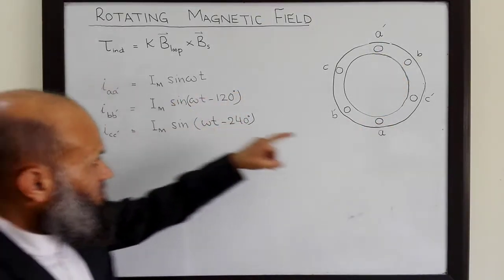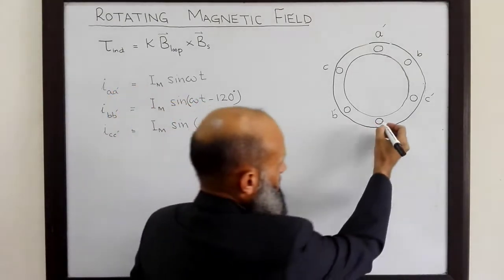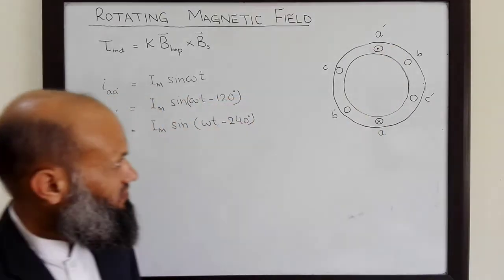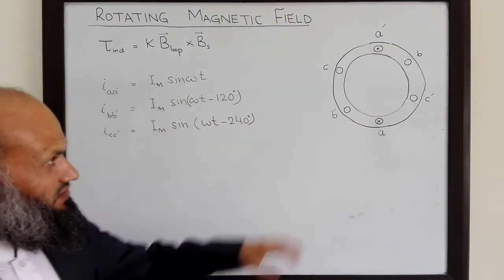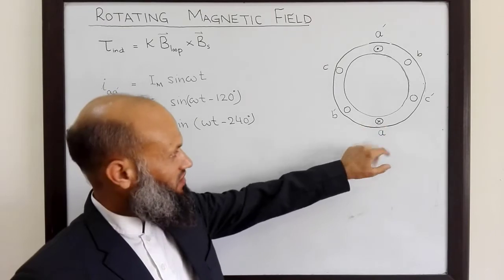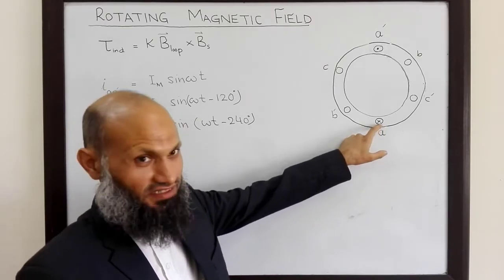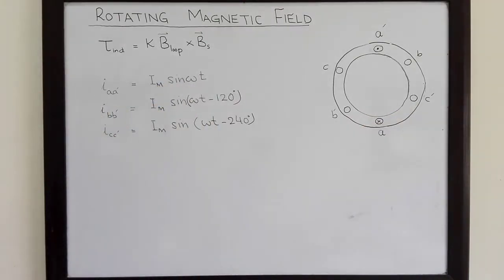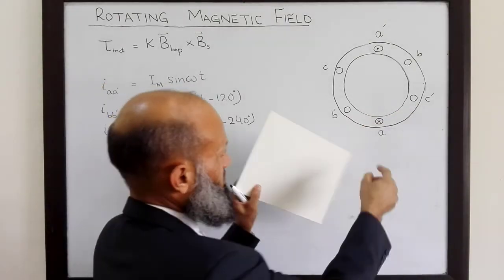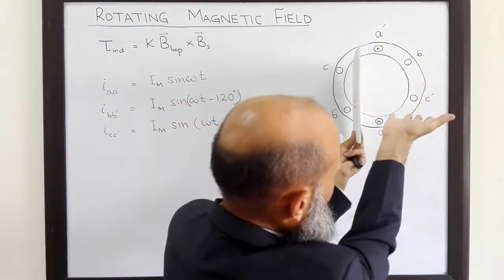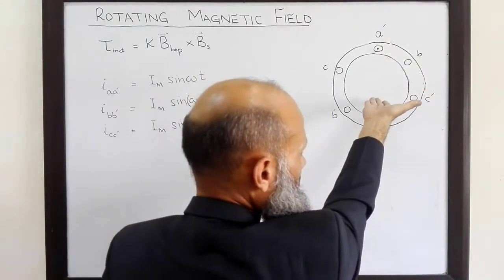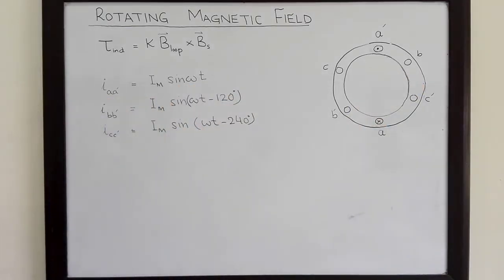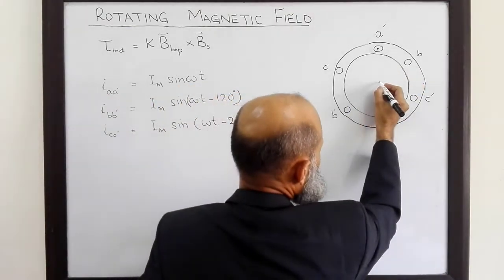What is the direction of this magnetic field? Current is entering from this end and leaving from this conductor. So what is the direction of the magnetic field due to current in this coil? We can use the right hand rule. This coil is placed like this. Current is entering into the coil and leaving from this side. So the magnetic field due to this coil is towards the right.